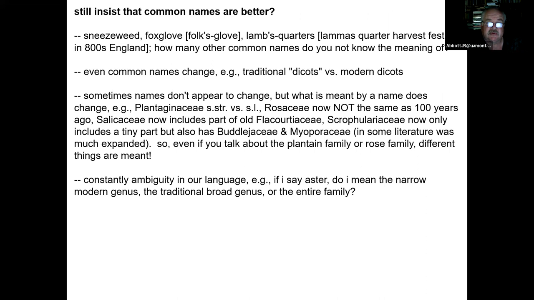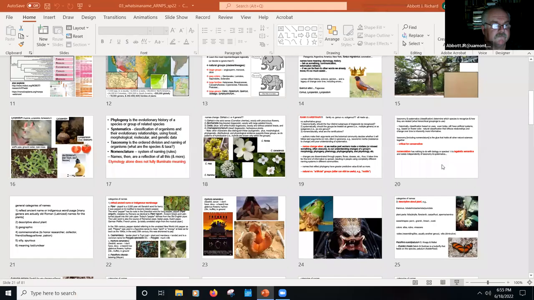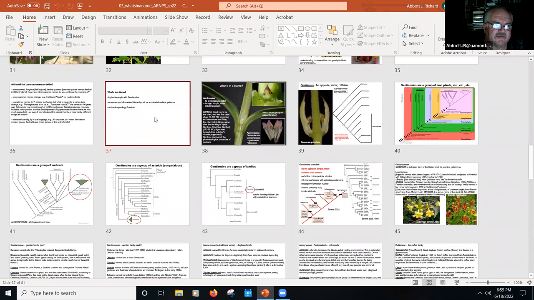So there's a lot more about this that could be talked about if we had an open course discussion. But because we're just about out of time here, with roughly 5 to 10 minutes left, I just want to point out for those of y'all interested in following up that the next module goes through a specific example of the Gentianales.